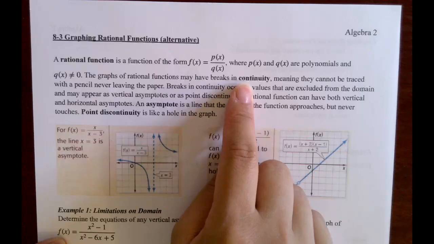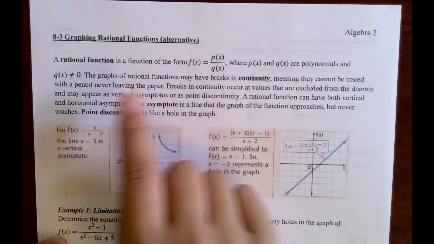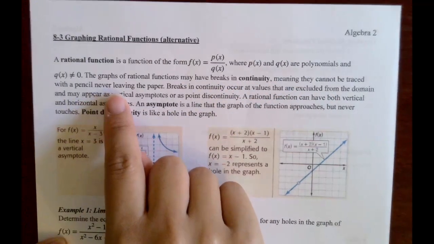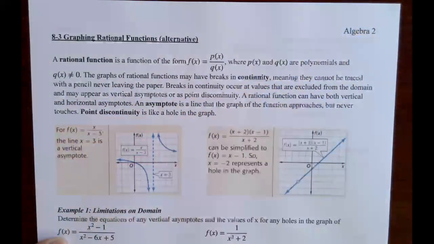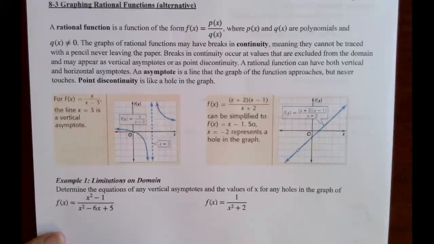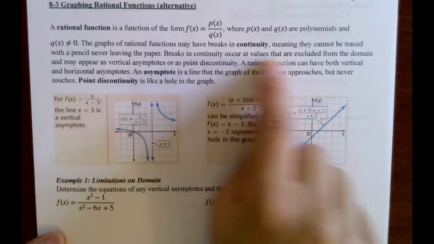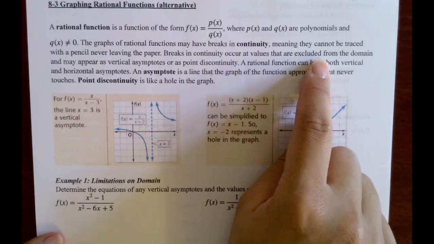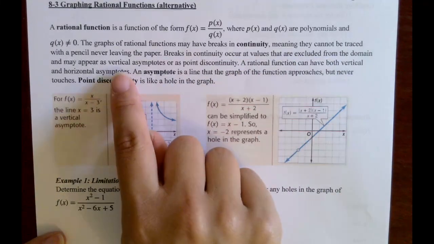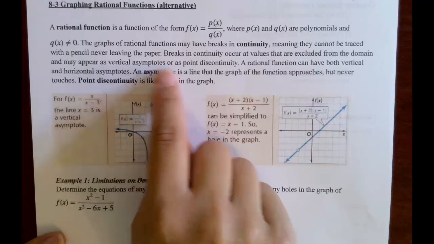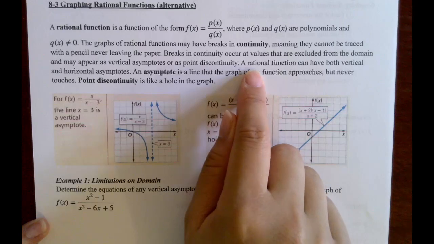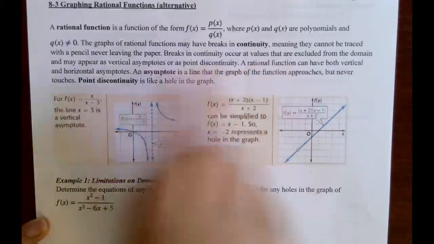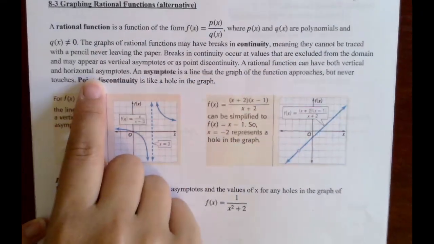One thing special about the graphs of rational functions is that they sometimes have breaks in continuity. That means it can't be traced with a pencil without leaving the paper. If it's continuous, you can trace it all in one go. With a rational function, that can't happen because it has breaks in continuity where there are values that aren't part of the domain. This often appears as a vertical asymptote or as a point discontinuity, which is a hole.